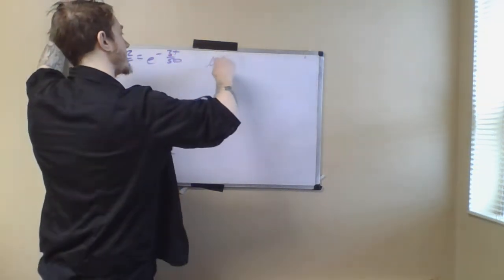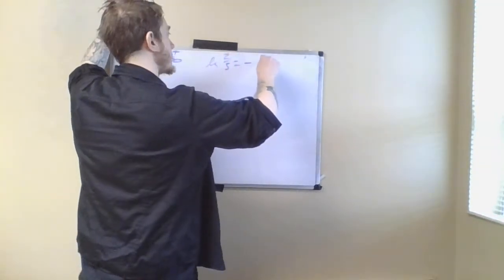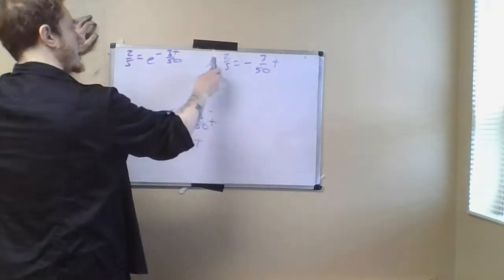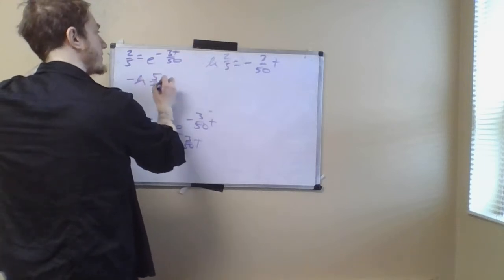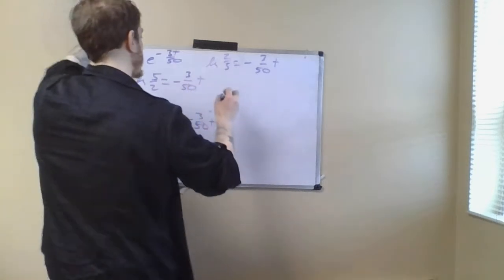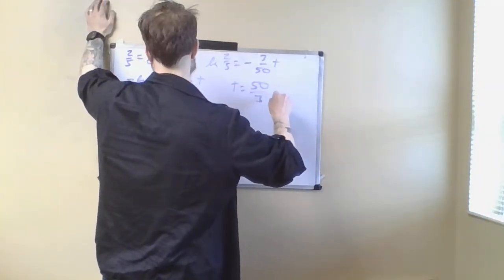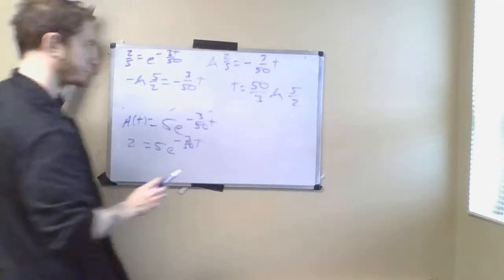This means that the natural log of 2/5 is equal to negative 3 over 50 times t. But if I take the reciprocal here, this becomes negative log 5/2 equals negative 3 over 50t. So that means t is 50 over 3 times the log of 5/2.